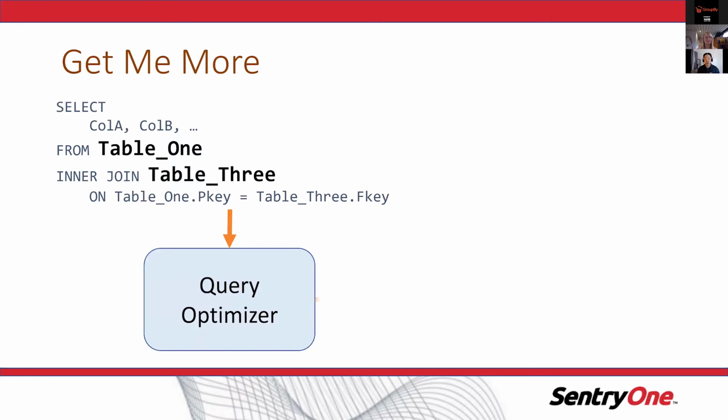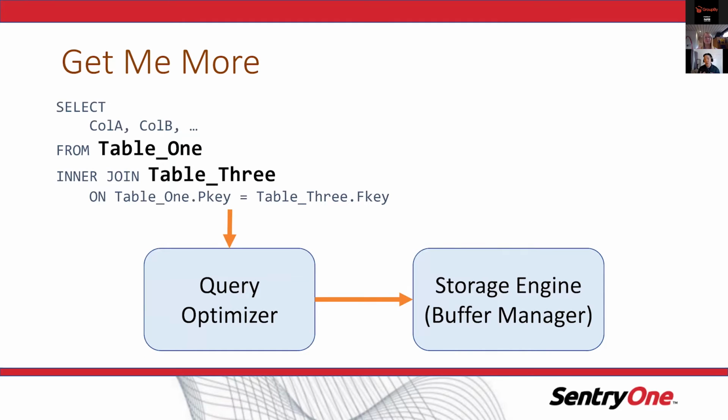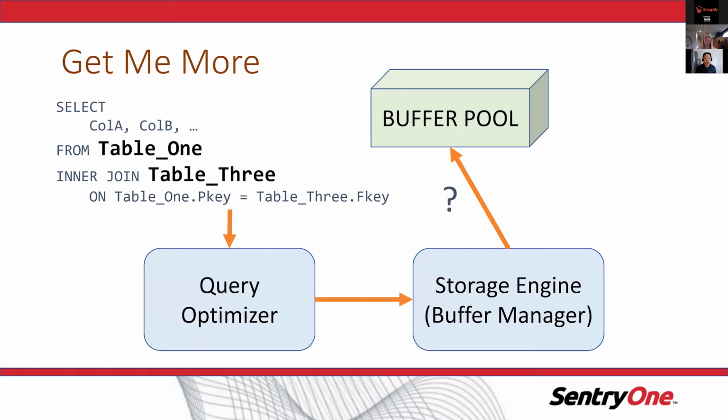So now once again, the query is sent to the query optimizer, and then the buffer manager does its work of looking inside the buffer pool. Do we have data for Table 1? Well, yes, we do, because we pulled it in during the execution of the prior query. But for Table 3, we must still go out to disk, do additional disk I/O, and get that data back.